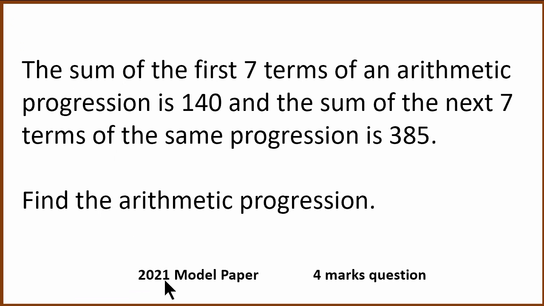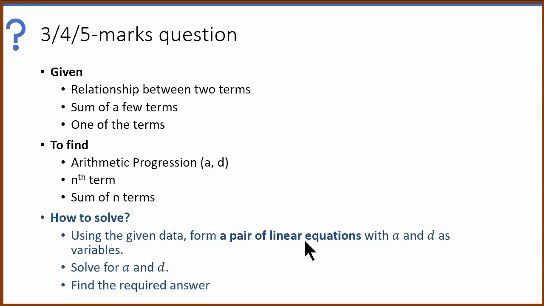Okay. Let's look at an example. The sum of the first 7 terms of an arithmetic progression is 140. The sum of the next 7 terms of the arithmetic progression is 385. We are supposed to find the progression. So this is a 21 model paper 4 mark question. How do you solve this?